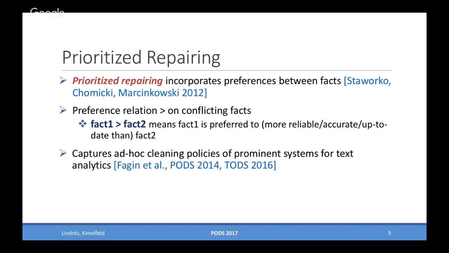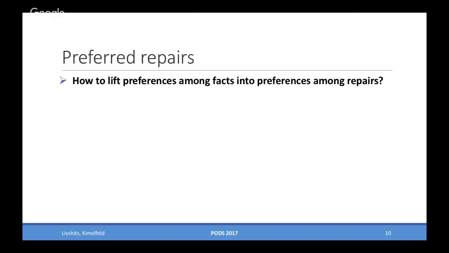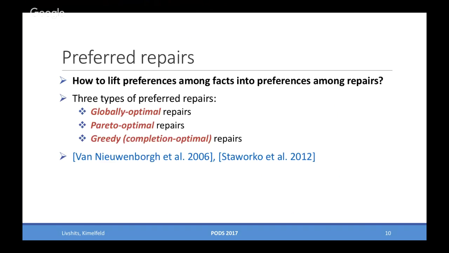We now have preferences among facts in the database. But what we really want is preferences among repairs, because then instead of considering all of the possible repairs, we'll only have to consider the best ones, the most preferred ones. The next question is, how do we lift the preferences among facts to preferences among repairs? Staworko et al. proposed three different notions of preferred repairs: globally optimal repairs, Pareto optimal repairs, and greedy or completion optimal repairs.